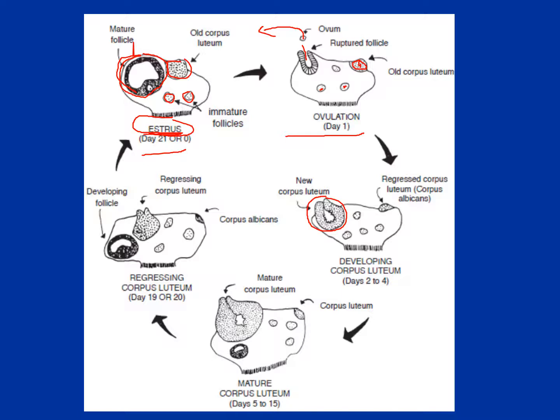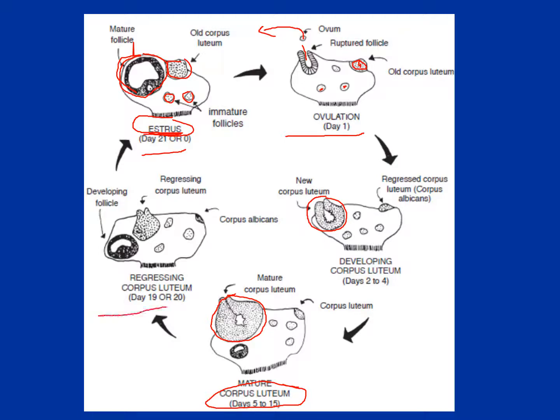And as this corpus luteum develops, it's going to start producing quite a bit of progesterone. Day 5 to 15, the CL, corpus luteum, is the main structure on the ovary, and it's producing a lot of progesterone. And as long as you have high progesterone levels, everything else is static. The hypothalamus is not releasing GnRH. The anterior pituitary gland is not releasing LH or FSH.